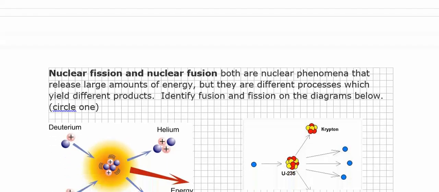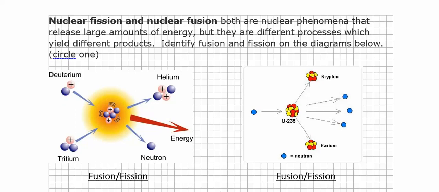So let's move on. Let's take a look at the process of nuclear fission and fusion, what they look like diagrammatically. It says nuclear fission and nuclear fusion, both are nuclear phenomena that release large amounts of energy, but they are different processes which yield different products.